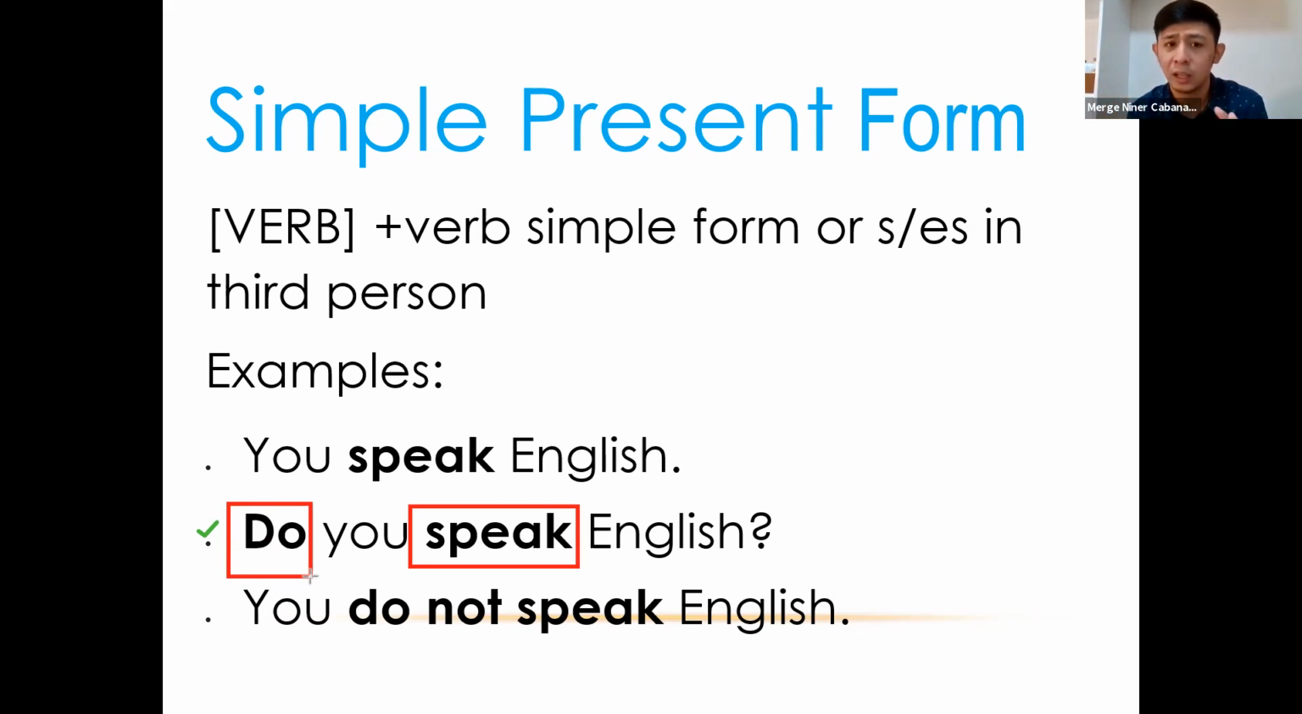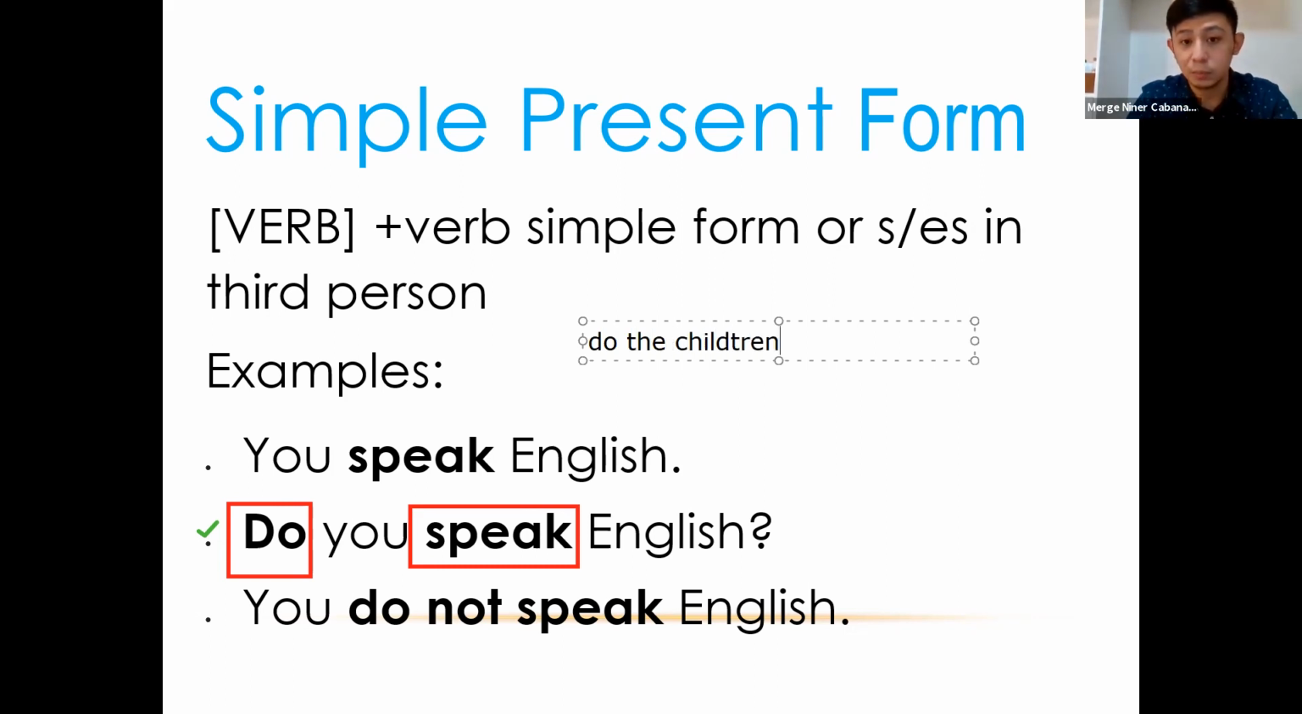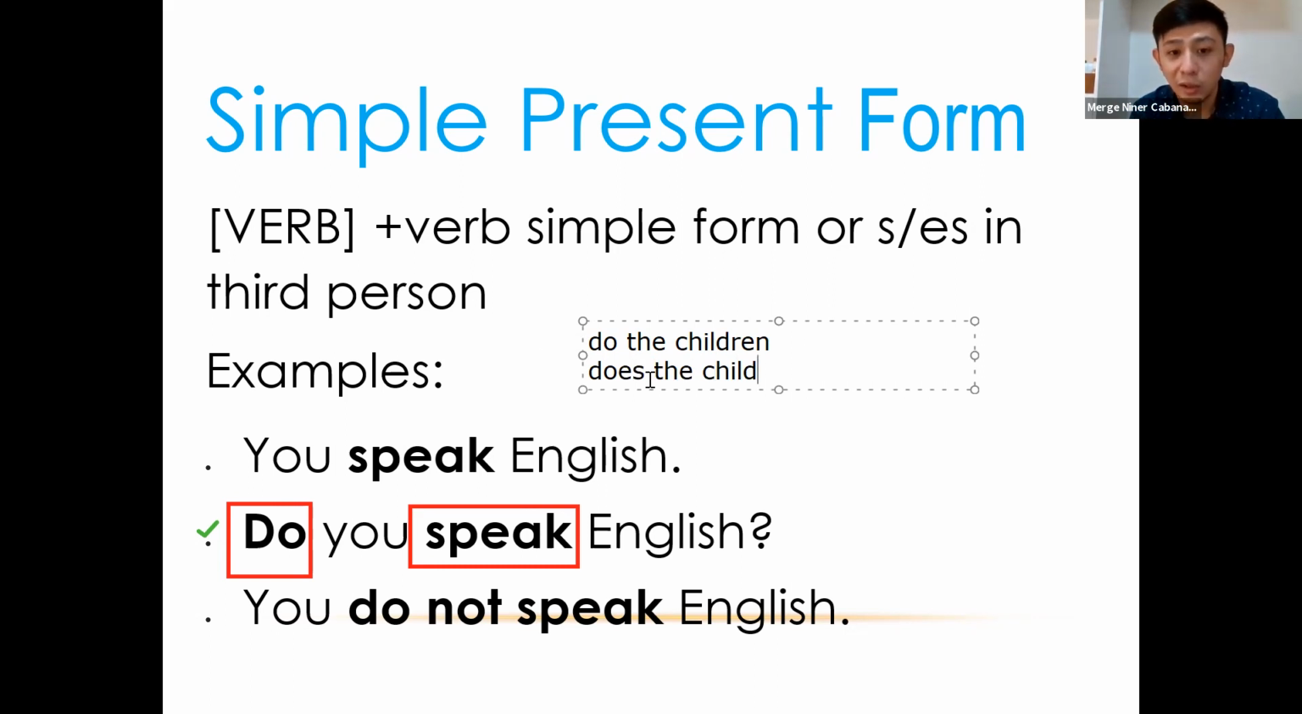So, sir, what about the singular plural form? Now, it will be carried by the do verb itself. So if it is plural, do the children. So children is plural, right? So that is the reason why do is the verb used. Does the child. So it also has an ES. Okay, does the child eat?